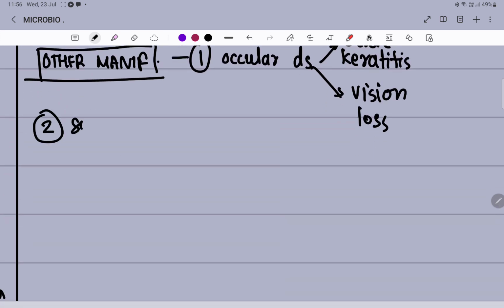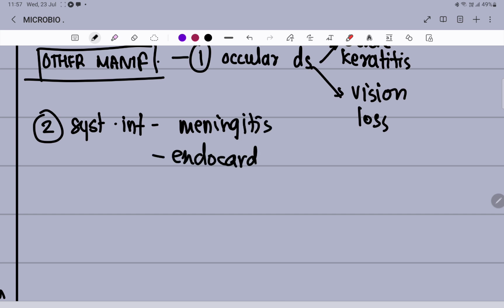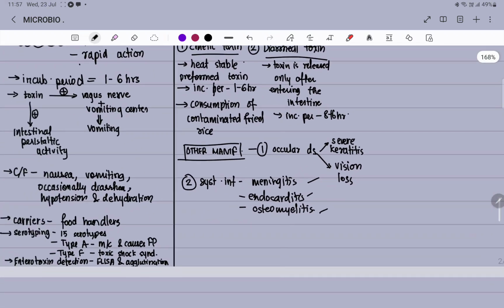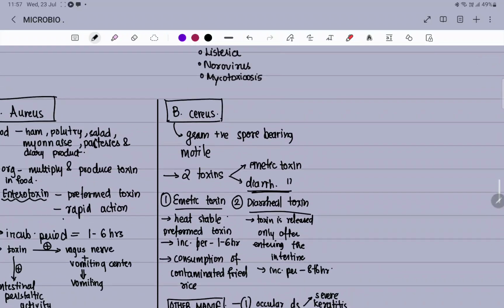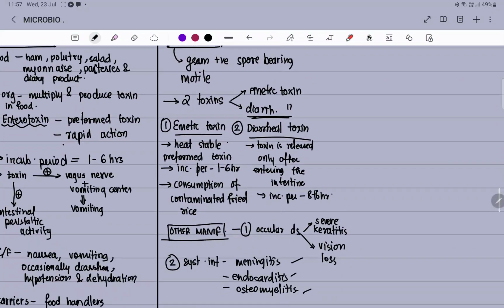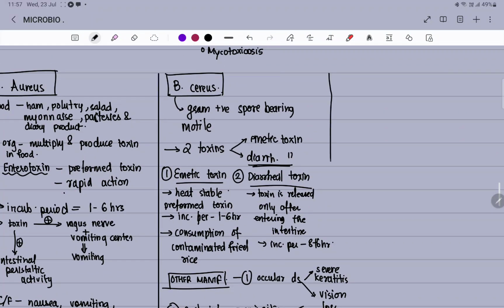Second, it can also cause systemic infection. It can lead to meningitis. It can lead to endocarditis. It can also lead to osteomyelitis. 1, 2, 3. So this is all about Bacillus cereus. We have known enough.